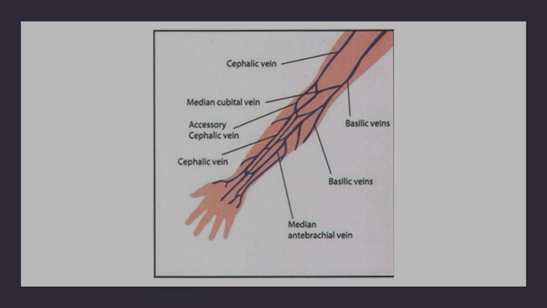The basilic and cephalic veins run the length of the entire arm and are connected by branching veins as they travel proximally. One of the most well-known connecting veins is the median cubital vein, commonly referred to as the antecubital vein. This vein is frequently used for IV access due to its size and ease of identification.